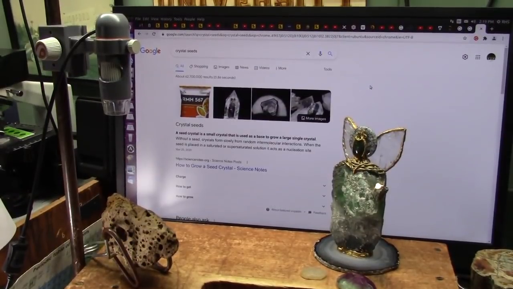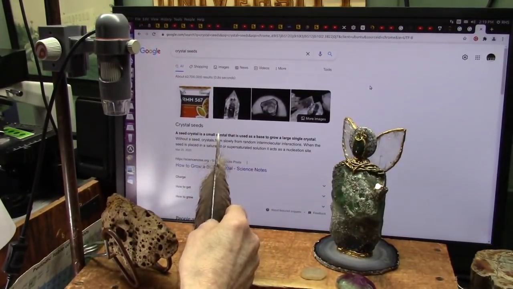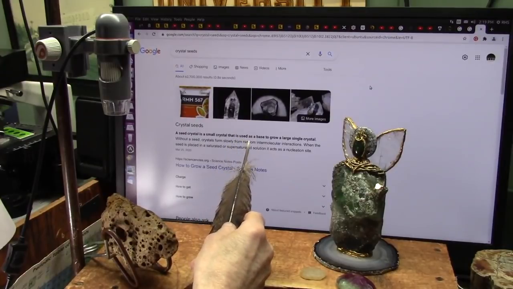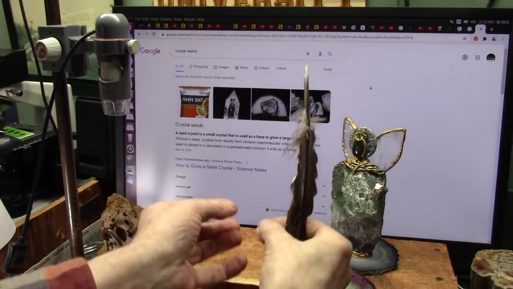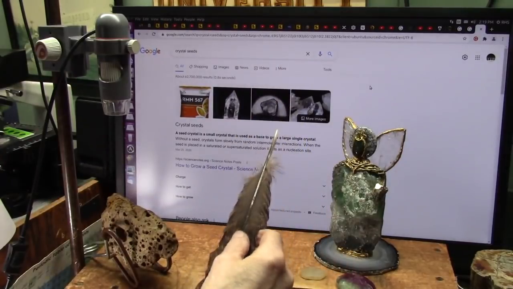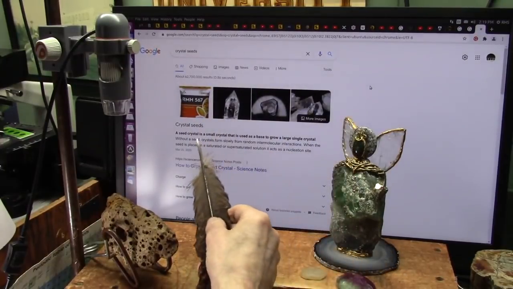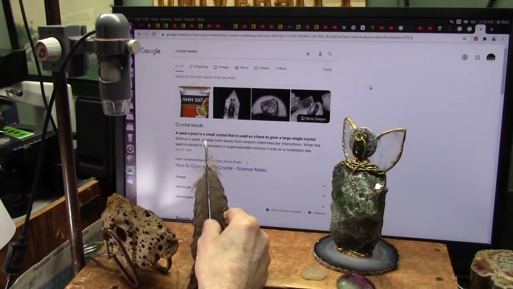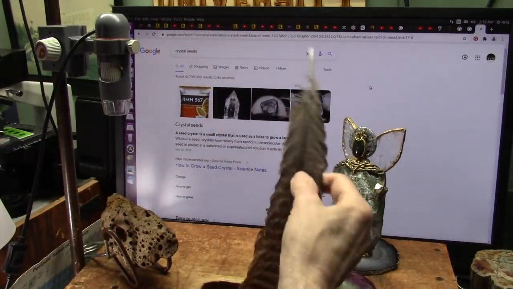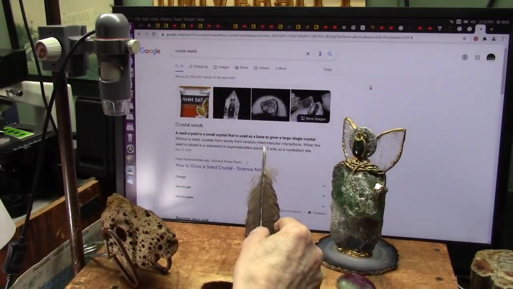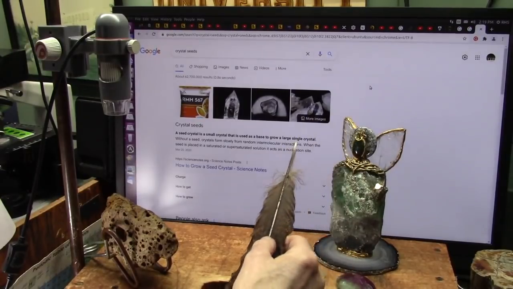Okay, so what are we talking about when we talk about crystal seeds? A seed crystal is a small crystal that is used as the base to grow a large single crystal. And then they grow really nice if it's a good seed. You know, a good seed grows a good crop. Without a seed, crystals just form slowly and randomly, and I'll show you some that don't have good seeds and they didn't grow well. But I'll show you some that did have good seeds and grew very well.